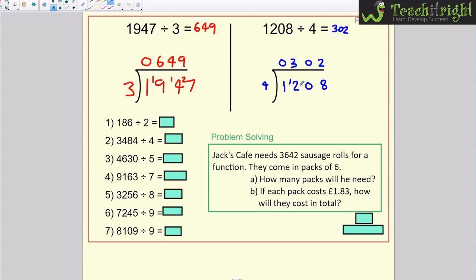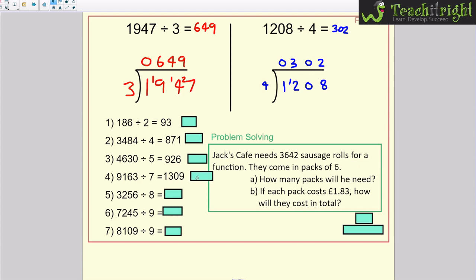Right, everybody, again, I've got 7 questions here. Please pause the video and give these questions a go, see how you get on. And again, please feel free to give a go or have a try at this problem-solving question. It's slightly more worded with a bit more going on. Okay, ready, pause now. I'm about to reveal the answers. Here they come. So, we've got 93, 871, 926, 1309, 407, 805, and 901.